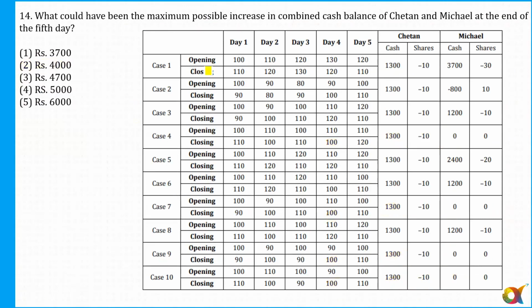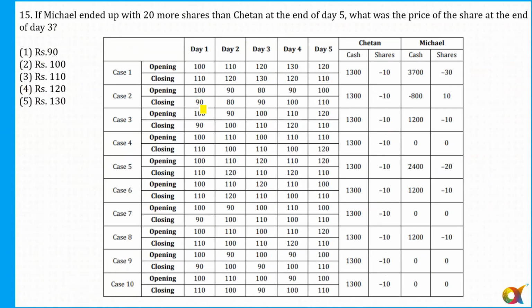Question 14. What could have been the maximum possible increase in the combined cash balance of Chetan and Michael at the end? So I think it can be 1300 plus 3700. Yes or no? 1300 plus 3700 is equal to 5000. That should be option number 4, which is 5000. And now the last question of this set.